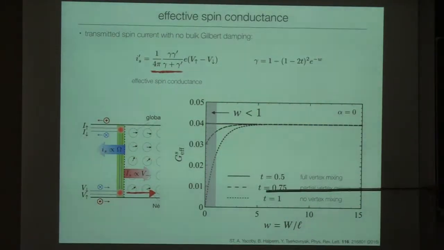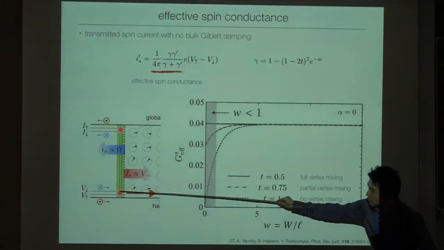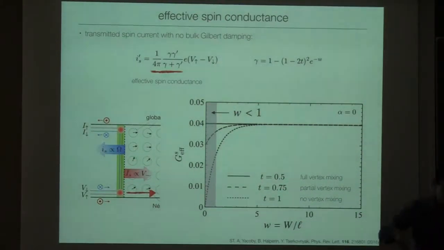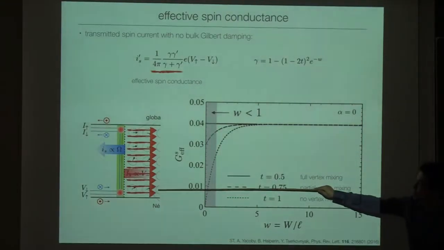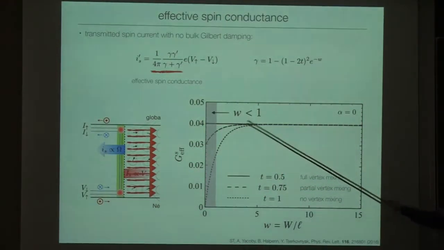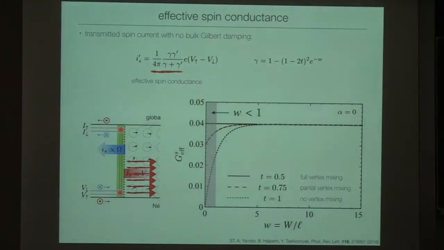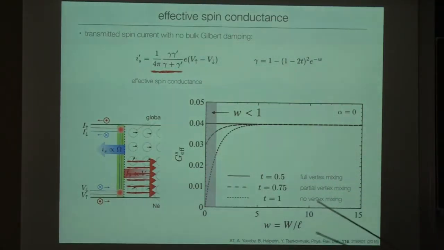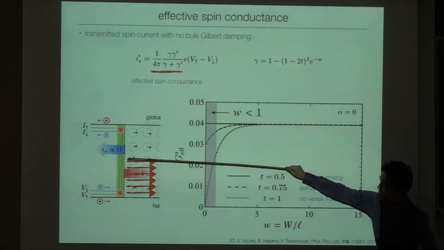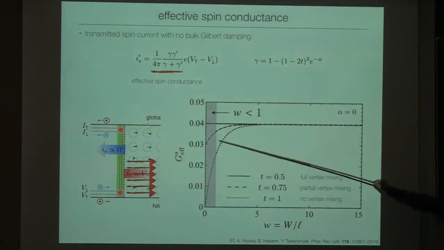However, if there's no full vertex mixing, so T is, let's say, 3/4, in that case there's some mixing at the vertex, but there's also opportunity for spin to be injected along the line junction. And in that case, if the width of the sample is much smaller than the equilibration length scale, then there is initially some gain in increasing the width of the sample. However, once the width of that sample exceeds the equilibration length scale L, there's no gain in increasing the width of the sample, since the edge has been equilibrated over that length scale. Okay, so that's why this plateau behavior occurs here.